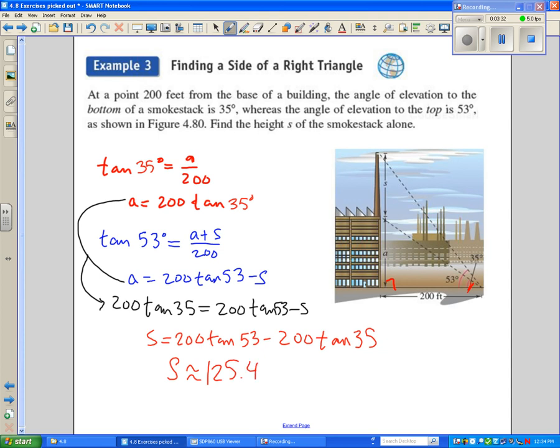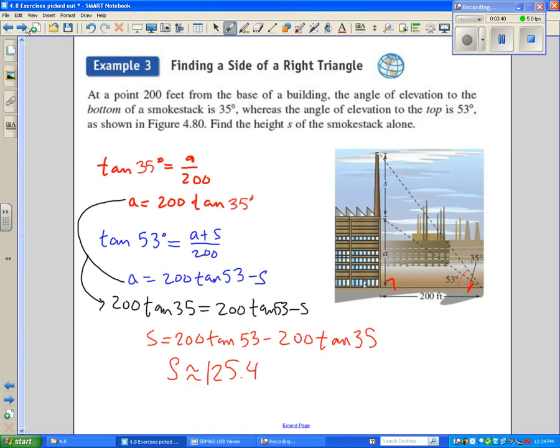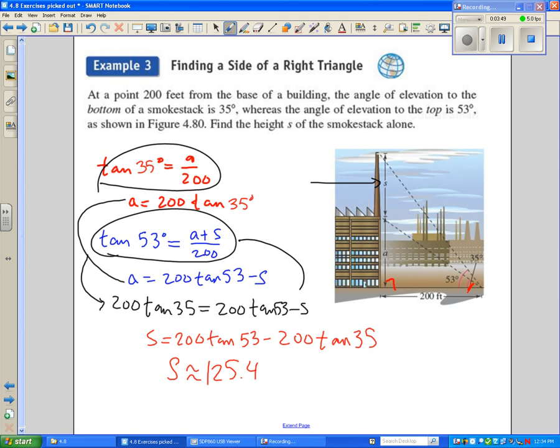Just want to emphasize, go back to the learning objective. We got to solve application problems of trigonometric functions with systems. As you can see, we have two equations from this problem. Two equations, two variables, but we're only looking for S as far as the answer. So we just set up our two equations becoming one.